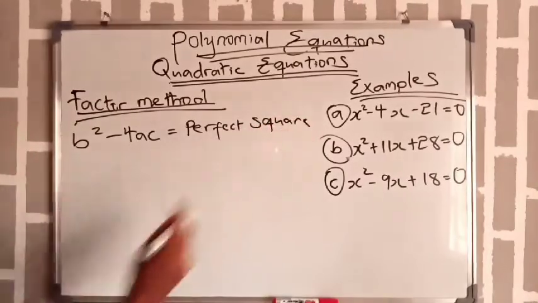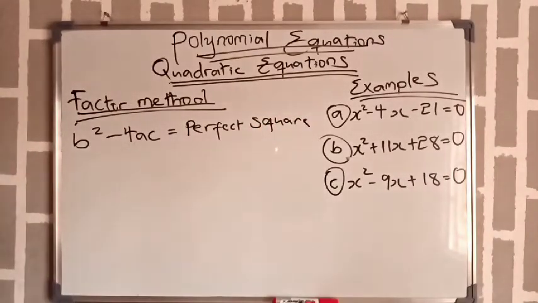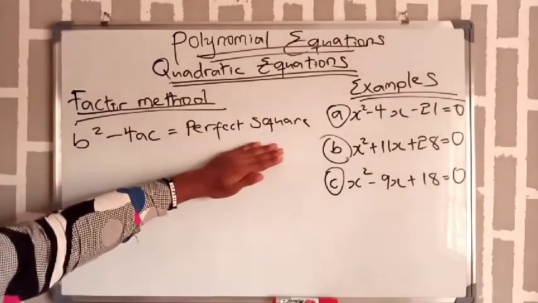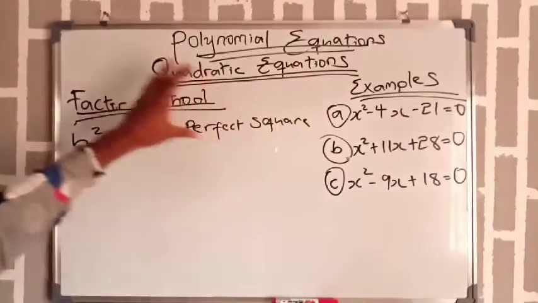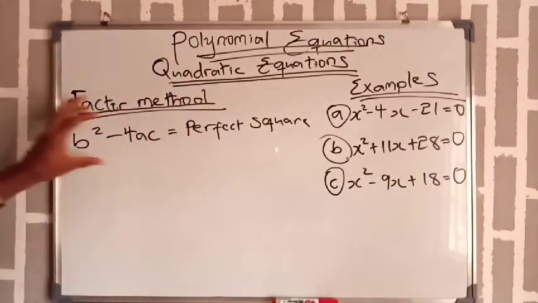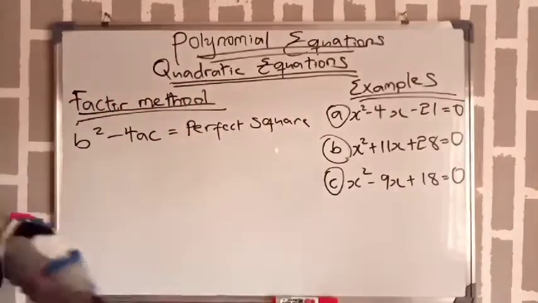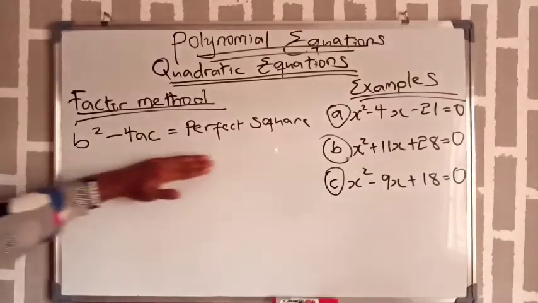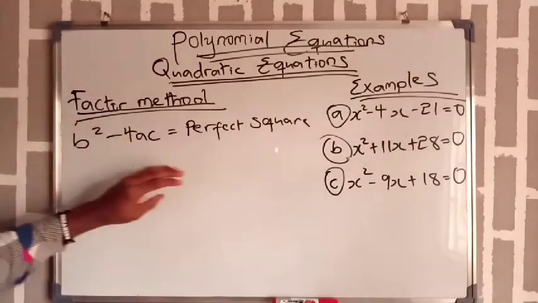All the time, you must check that before you solve. That is what will guarantee you to use the factor method, because if it is not a perfect square, you can't use the factor method. I'll show you when we get to the completing the square method that this won't give you a perfect square. That's why you have to apply those other methods. But if it gives you a perfect square, you don't need to take too much stress. You just have to apply this factor method and solve it once.